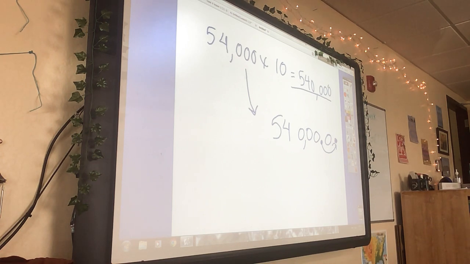Okay. Everything shifted up just one spot. So the 5 is now here, the 4 is now here, 0 here, 0 here, 0 here, 0 here. So now I have 4 zeros instead of 3. Okay? Questions on what I just did?